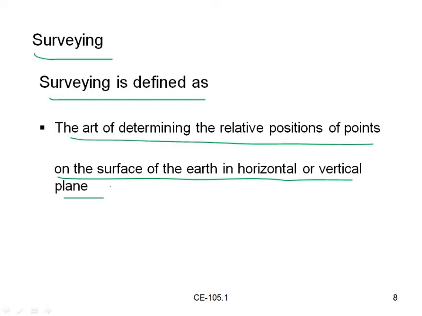Whether we are taking the points in the horizontal level or in the vertical plane, whatever relative positions we are taking are on the surface of the earth or below the surface of the earth also. Below the surface of the earth, we will be taking the levels in underground mining, where coal is produced. But mainly we are taking them on the surface of the earth. So it is called surveying. Remember, this surveying definition is very, very important.